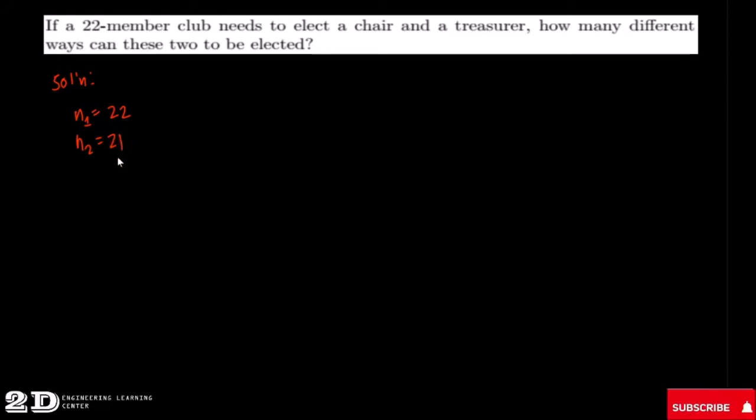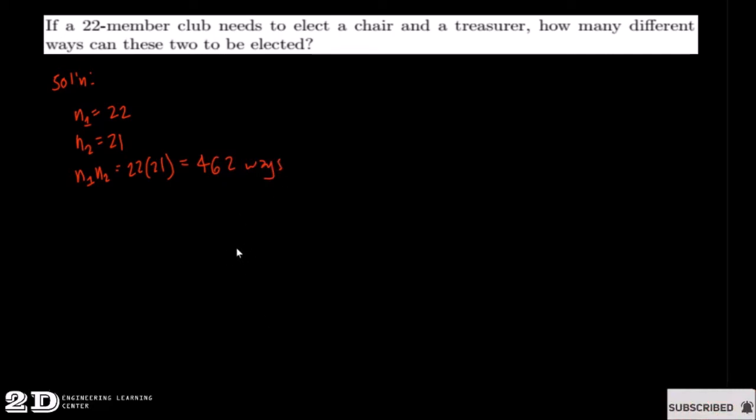It could go the other way around. For example, if a certain club decided to elect the treasurer first, then for the position of treasurer you have 22 members that could be nominated. After that, they will elect a chairman. Then the number of members that could be nominated is now only 21, because one has been elected as treasurer. So the number of ways that the positions of chairman and treasurer can be elected from a 22-member club is n sub 1 times n sub 2, that is 22 times 21, and that will be equal to 462 ways.